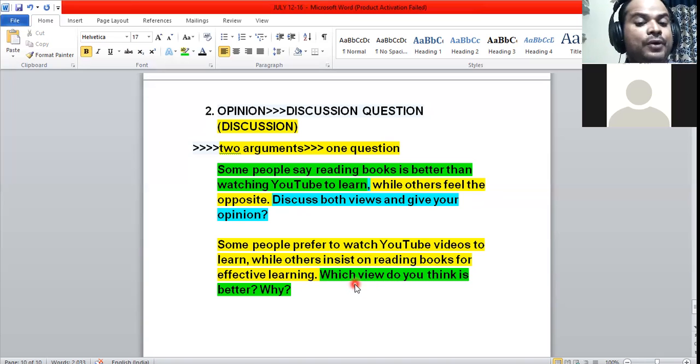So this is another example I have given for this discussion question. That is, you have to give your opinion when there are two arguments in the question. So see whether there are two opposing arguments.